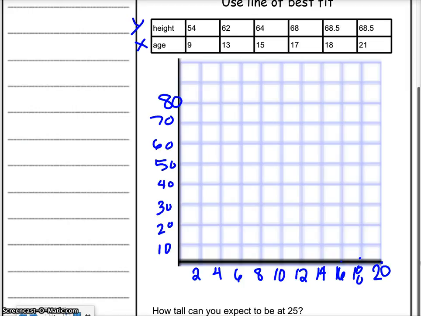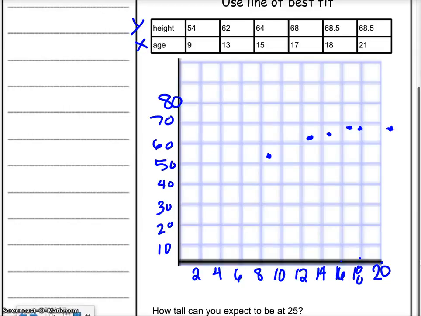And plot. So everyone's plotting here. 9 and 54. 13 and 62. 15 and 64. 17 and 68. 18 and 68 and a half. Okay. 21 and 68 and a half. So don't be copying mine. You do your own guess. I'm just talking through.